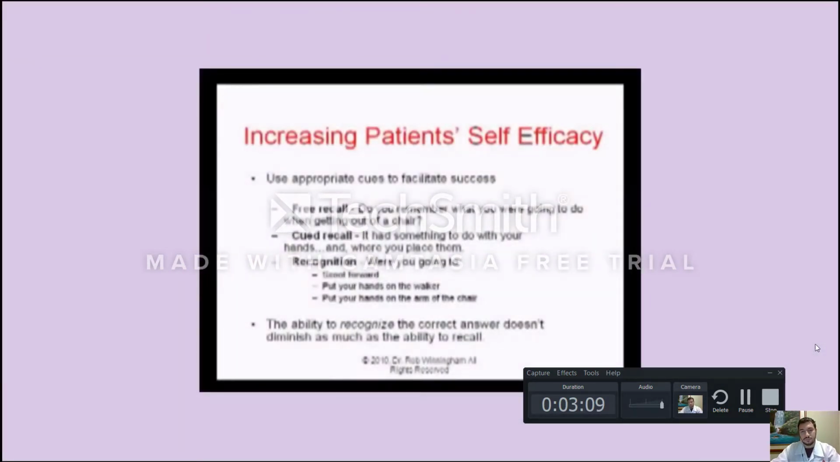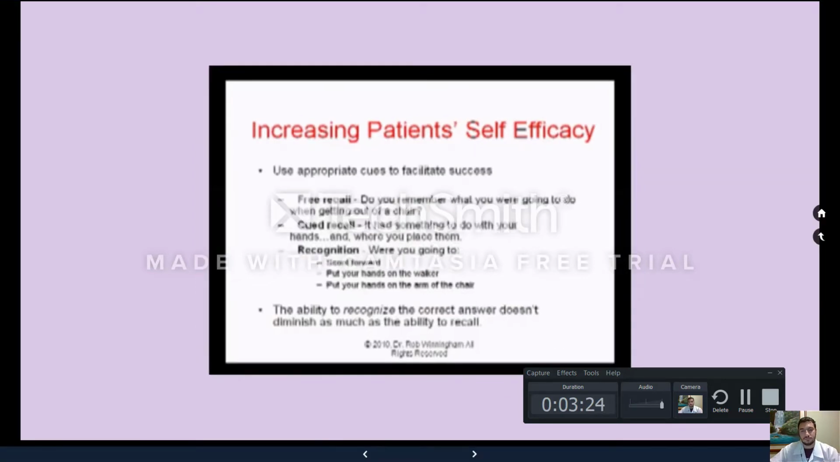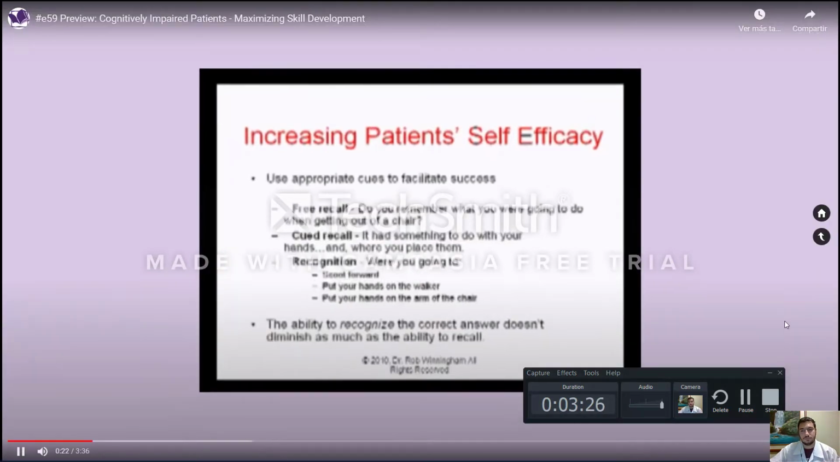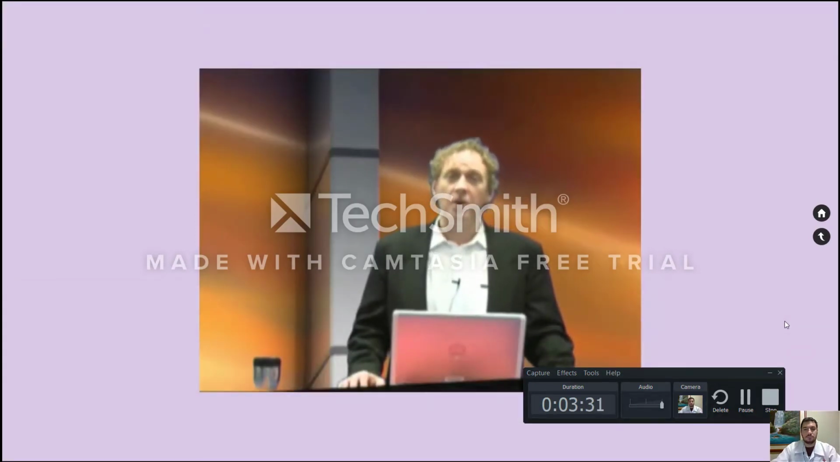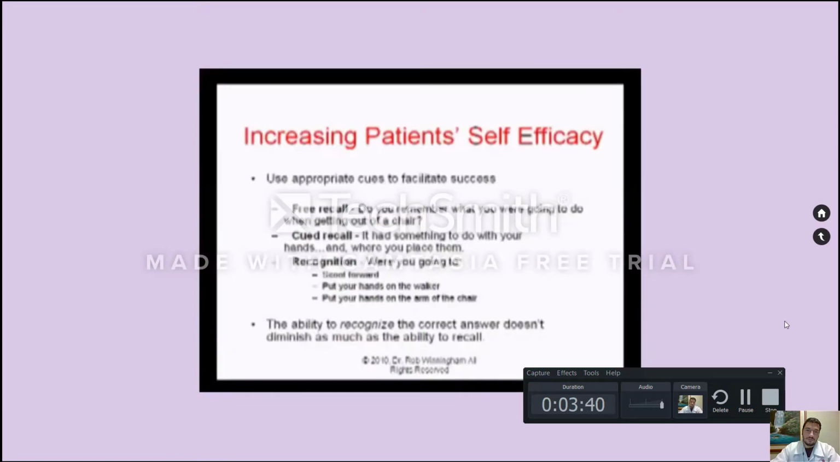There are three ways to ask a question. The hardest is a free recall question. Do you remember what you were going to do in getting out of a chair? Now, the previous day we talked about getting out of a chair is done best by using the hands on the armrest. A free recall question, we're not going to give them any clues. Simply ask them, do you remember how we were going to get out of the chair now that you're having more problems doing so? Free recall, no cues. That's the hardest way to ask a question.